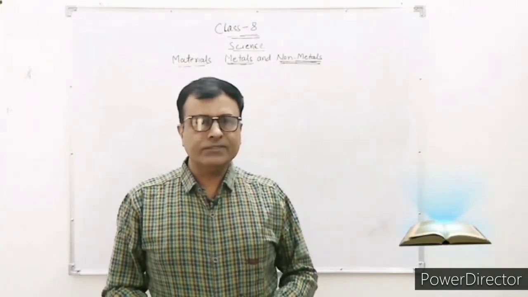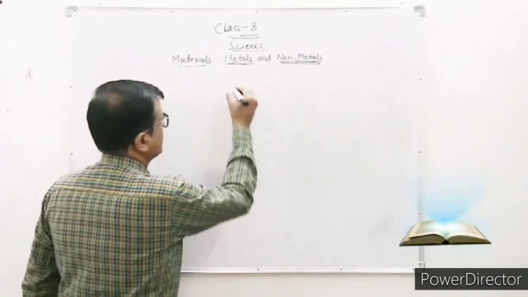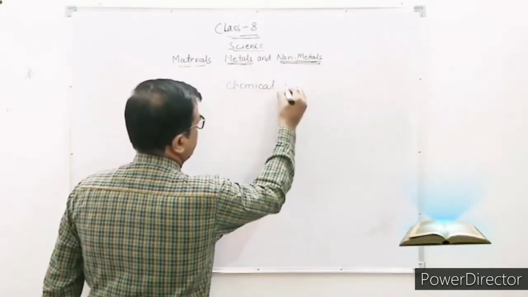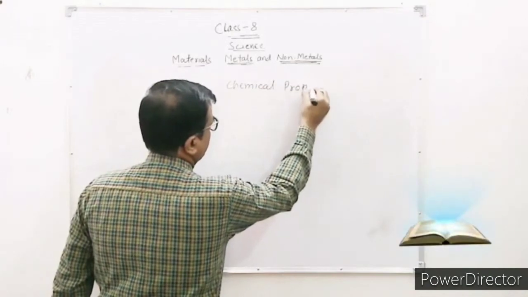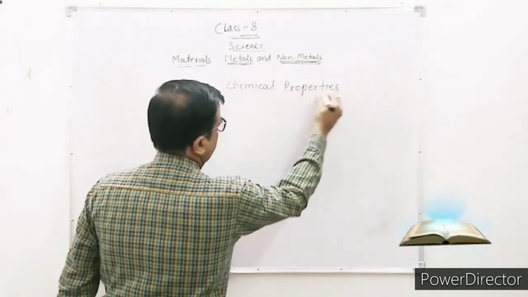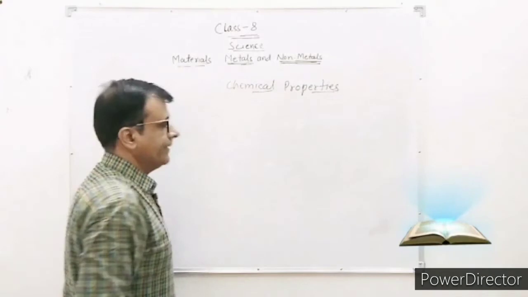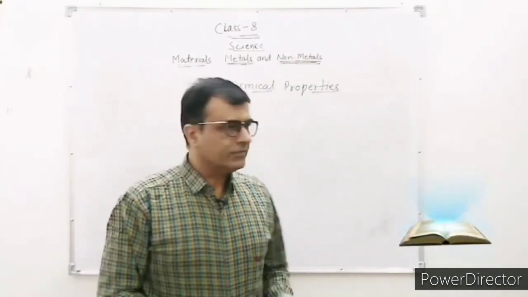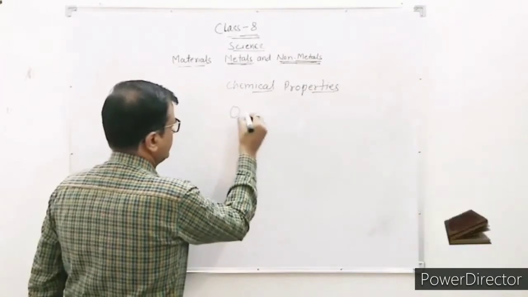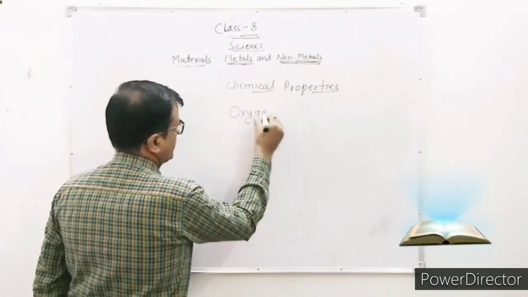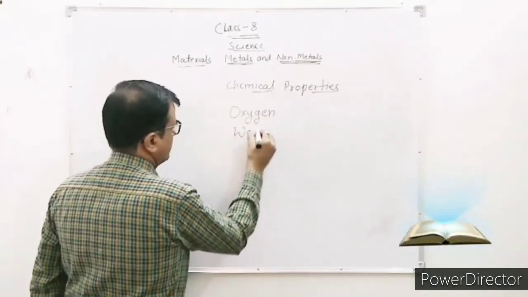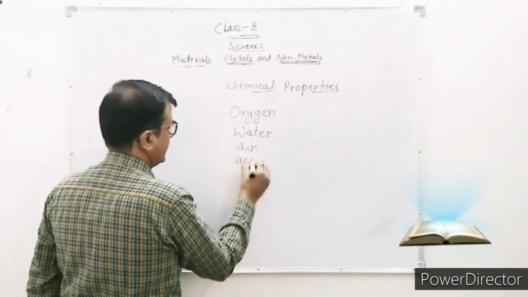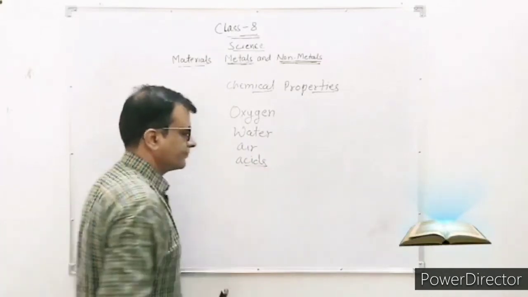Let us in this video get information about chemical properties of metals and non-metals. Metals react with oxygen, water, air and acids.